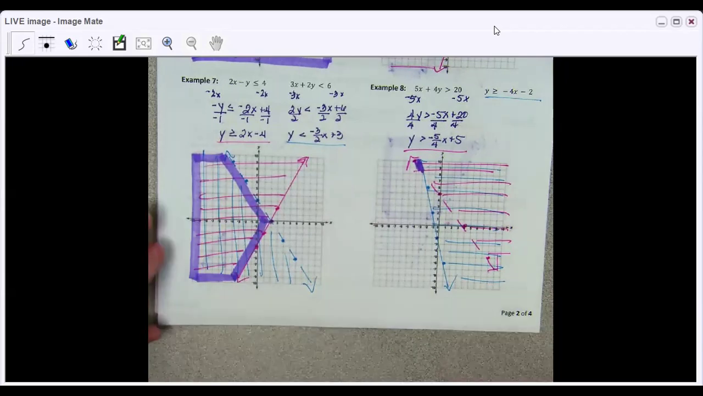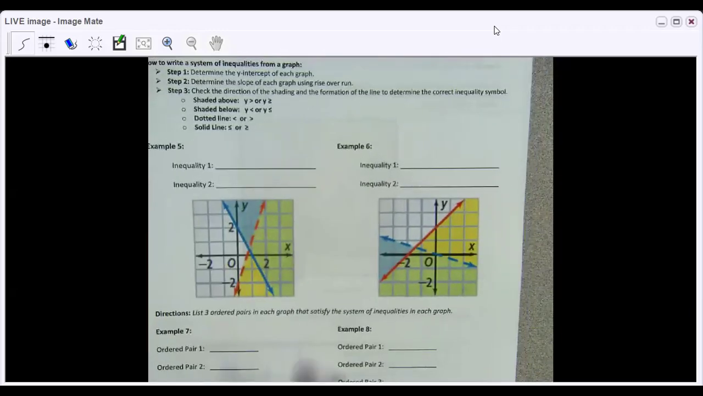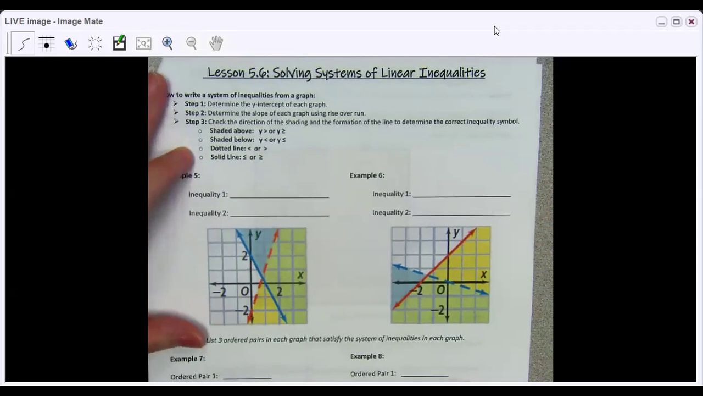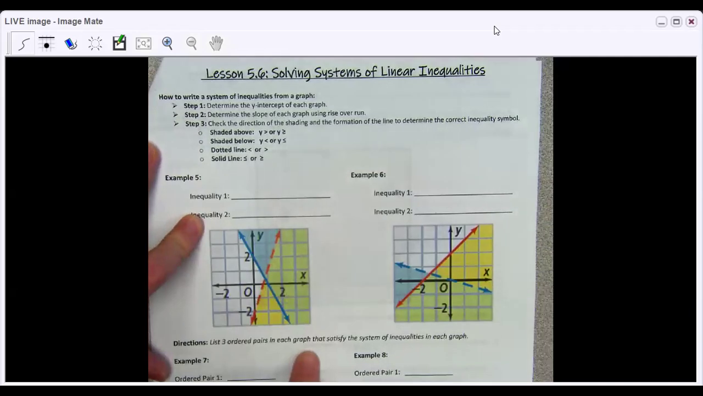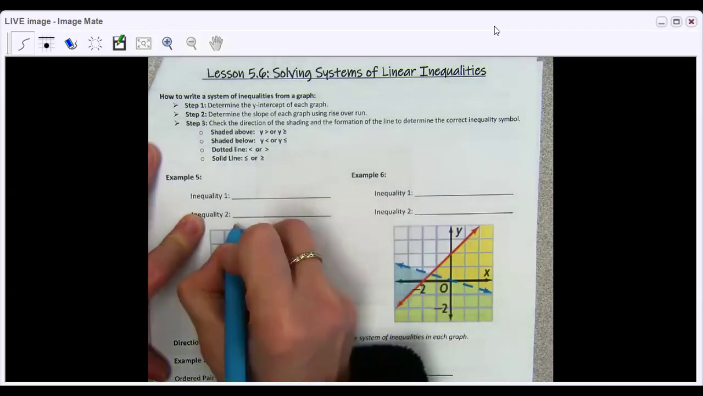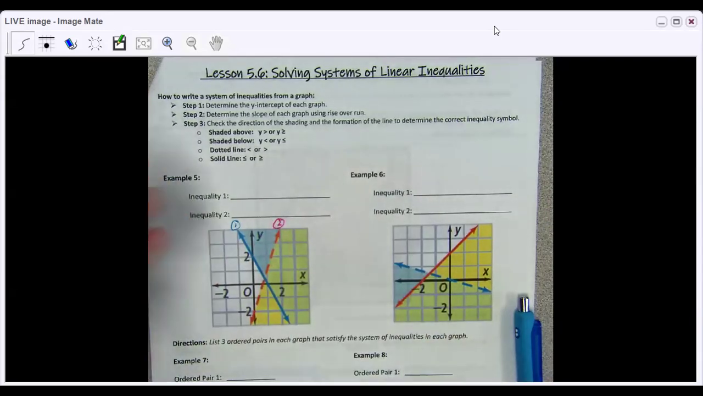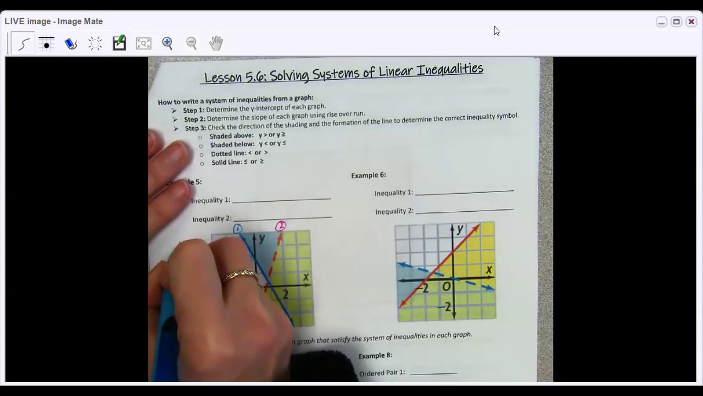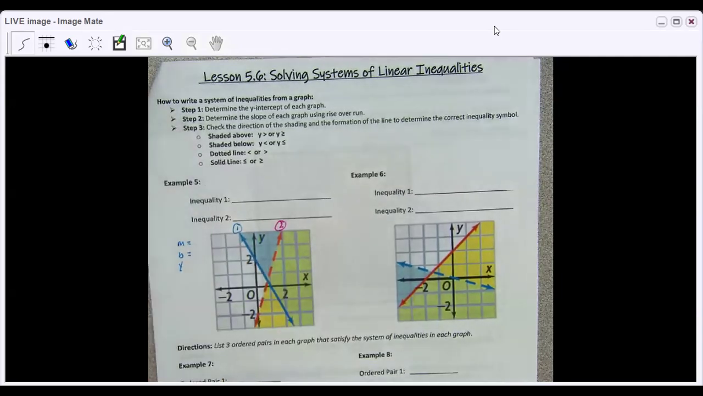Okay. Let's go ahead and move to page 3. On page 3, all we're doing is we are reading inequalities. So if you look at example 5, inequality 1, it doesn't matter which one you choose as 1 and which one you choose as 2. I'm going to choose this blue one as number 1 and the red one as number 2. Okay. And so I always like to see, okay, what is my y-intercept? What is my slope? And then how do I identify what y is?